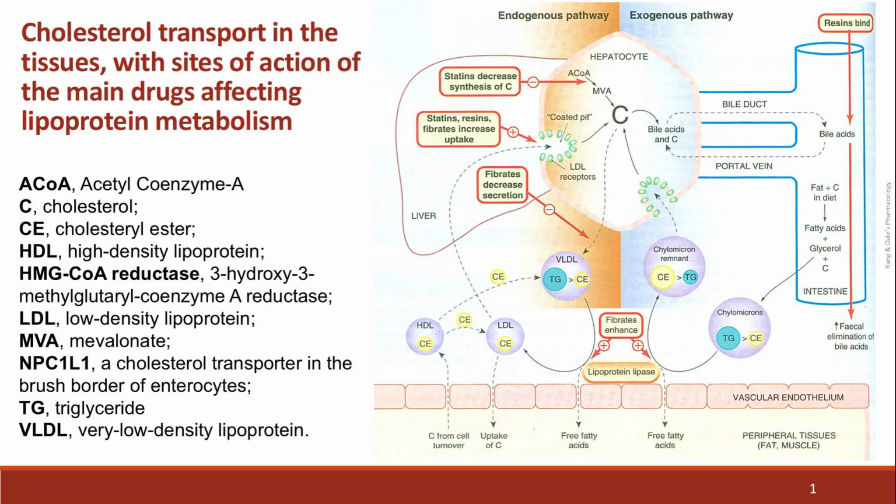Inside the hepatocyte, acetyl-CoA is converted into mevalonate, MVA, by the enzyme HMG-CoA reductase, the key rate-limiting step in cholesterol biosynthesis. Here, statins exert their major effect. They inhibit HMG-CoA reductase, thereby reducing cholesterol synthesis within the liver. As a compensatory response, the hepatocyte upregulates LDL receptors, increasing the uptake of circulating LDL cholesterol from the blood, which effectively lowers plasma cholesterol levels.